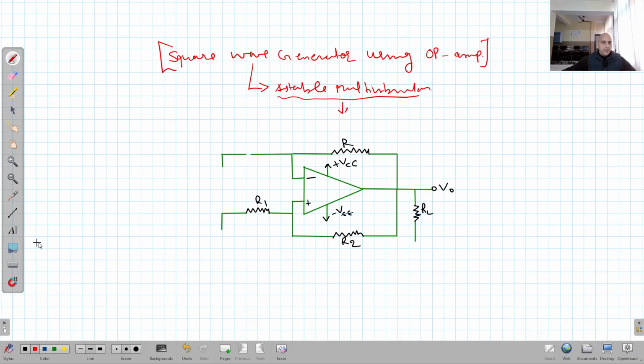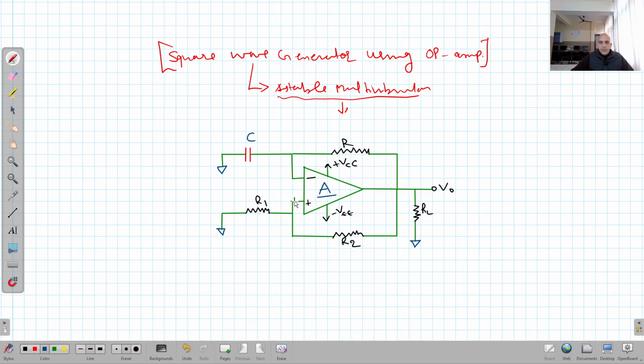Now I have applied a capacitor here. This is the capacitor. This is virtual ground. Again here it is ground. Now this is the gain of this basic amplifier, A. Right. Now, this is the circuit. You can see the circuit diagram for the square wave generator.